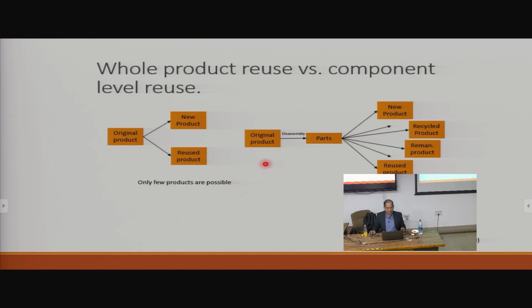But if I disassemble this and get down to the parts level, now I can do a whole spectrum of things, right? I can make everything new. Some things are new, some things are old, and you go from there all the way to a completely reused product. Of course, the decisions you have to make for each component increase, but the benefit is manifold, right? Oftentimes we can identify critical components, and I did a lot of work in that as well.